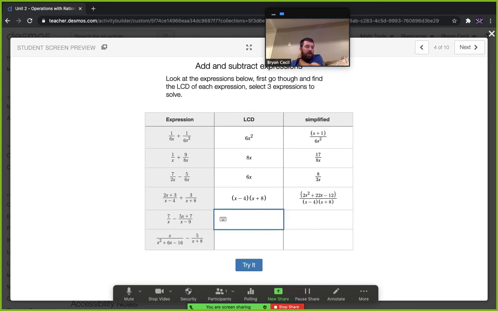Okay, let's look at this next one, guys. So I have an x and an x minus 9. Now, some of you would think that x minus 9 then would be the least common denominator, but it's not. We're just going to have to multiply those together. So x minus 9 is my least common one with 7 over x. I guess I better write this down. Minus 5x plus 7 over x minus 9.